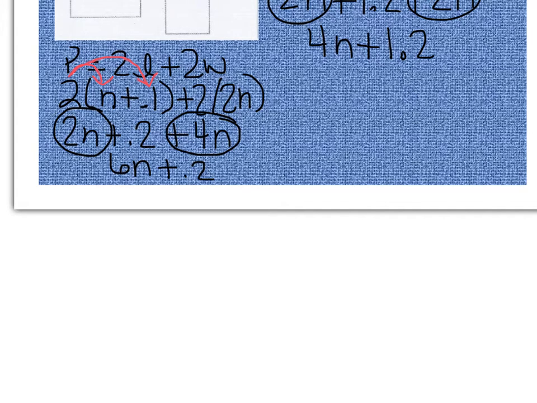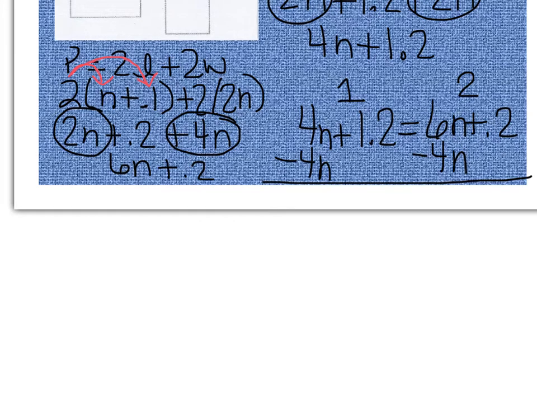Now, in order to figure out what n is, we're going to have to set them up equal to each other, because they said that they have the same perimeters. If they have the same perimeters, then we can set the expressions up equal to each other. So that's what I'm doing right now. Here is rectangle 1, here is rectangle 2. So in order to solve for n, first we need to get all the variables on one side of the equation. It doesn't matter whether you move 4n or 6n. I'm choosing to move 4n just because I can. So now we have 1 2/10 equals 2n plus 2/10.